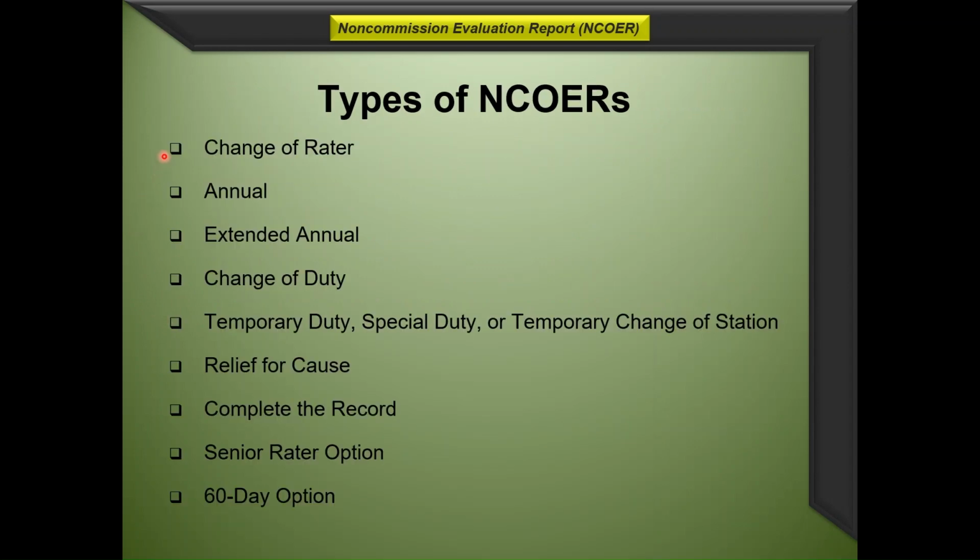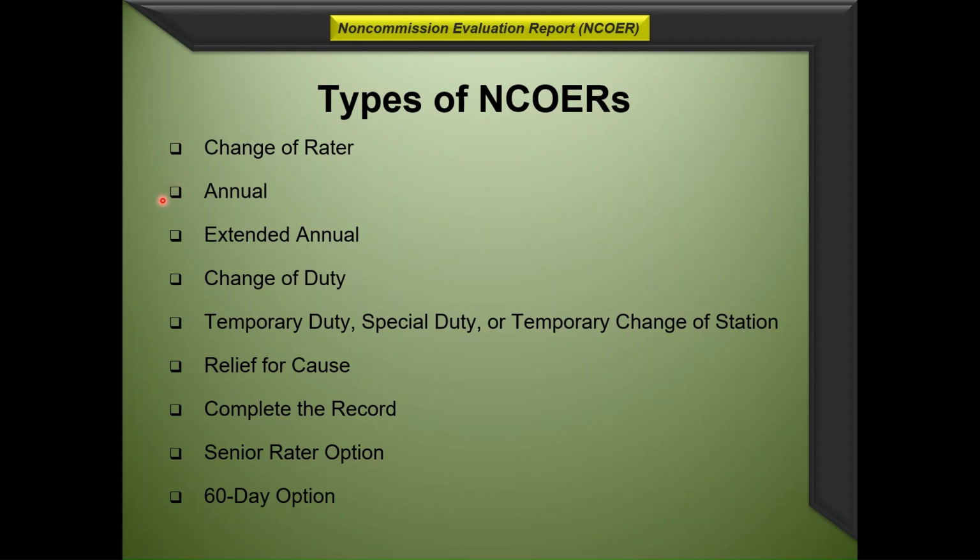So, types of NCOERs. Here you have a very long list of different ones, and we're just going to cover a few of these. First, a change of rater. That means that in the event that you move to a new position, you take on different responsibilities where the person that you're working directly for changes, or if that person just happens to leave for whatever reason, whether planned or unplanned, then a change of rater would qualify.